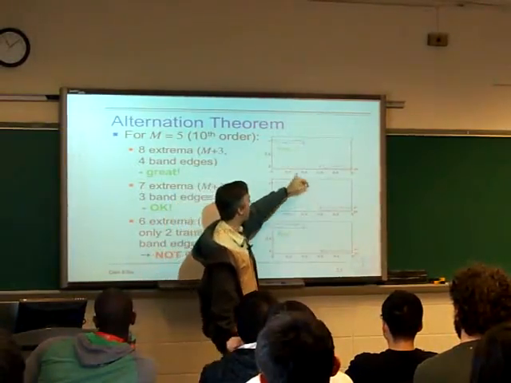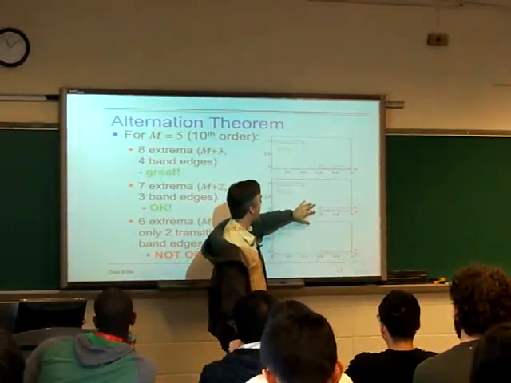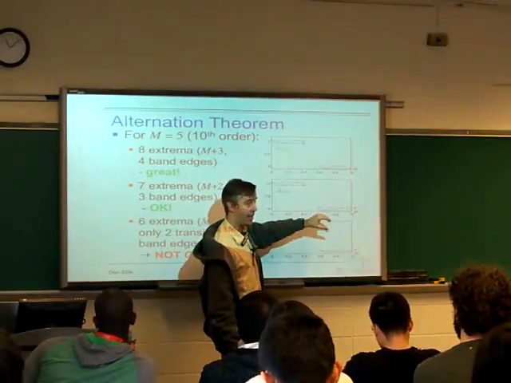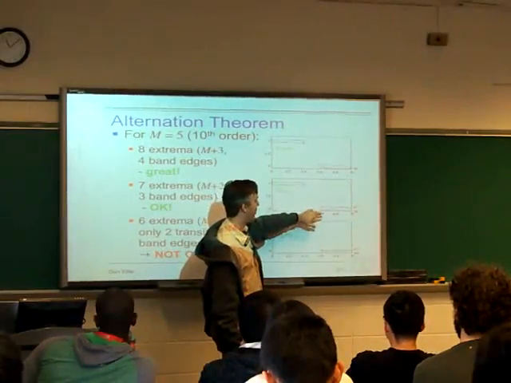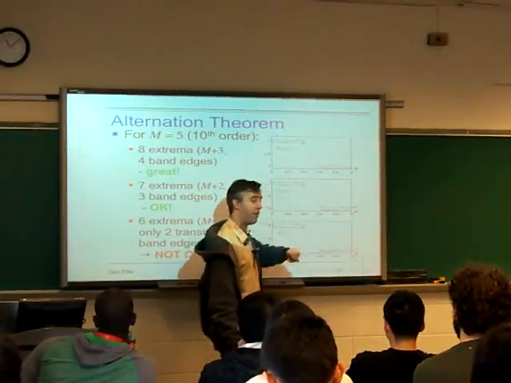So actually, to get this, I adjusted the weighting of these ripples slightly. So this is actually solving a different problem, which is why it is still an optimal filter, but has 1 fewer extrema.